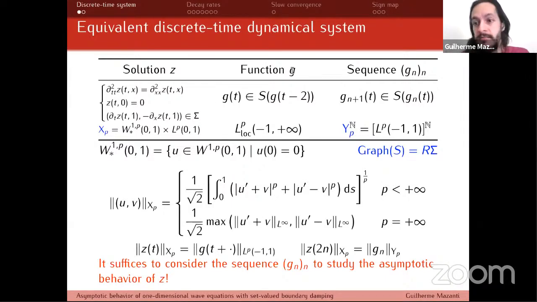So we can pick this Riemann characteristic G and cut it in intervals of size two: from minus one to one, from one to three, and so on, as Swann said in his talk, to get a sequence G_n such that if you glue all the G_n together, we get back to G. This is a sequence of functions in L^p of minus one, one, which satisfies this inclusion, which is our discrete time system. What is interesting is that we have not only equivalence of solutions from a functional point of view, but also equivalence of norms: the norm of the solution Z can be related to the norms of G_n. So understanding the asymptotic behavior of this wave equation is essentially the same as understanding the asymptotic behavior of this thing, which is in a certain sense a little bit simpler.